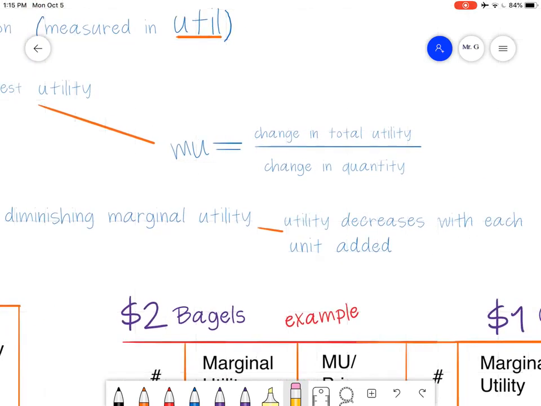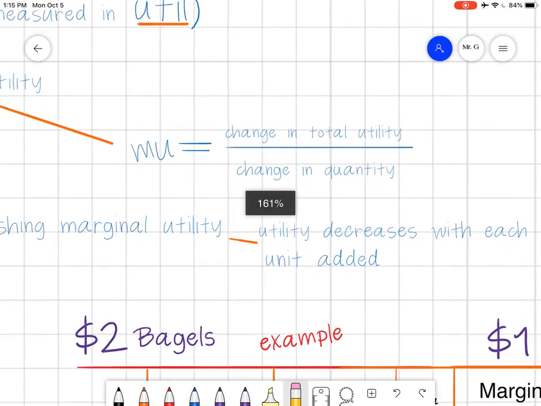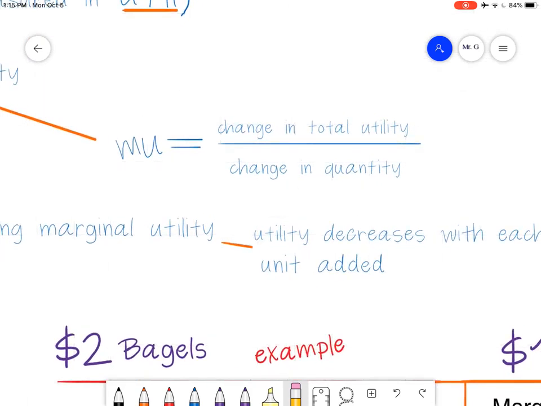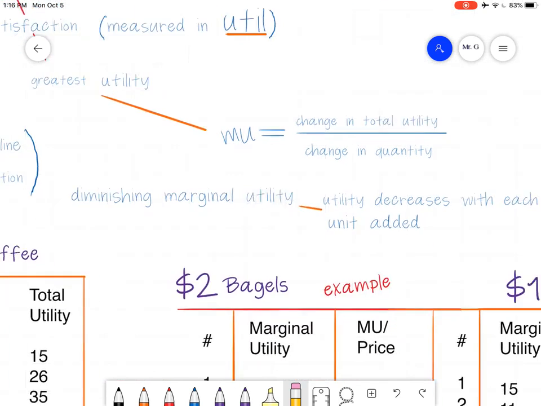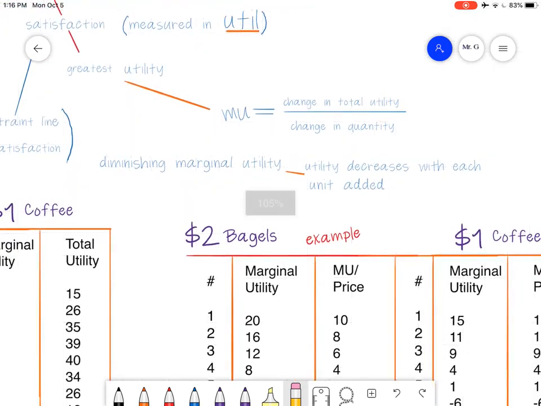We have what's called MU, marginal utility, which is the change in total utility divided by the change in quantity. Marginal means extra, so how much extra utility are we getting? Or you can look at it as, for getting one additional unit, exactly how much extra utility we get. And we know that with diminishing marginal utility, utility decreases with each unit added.